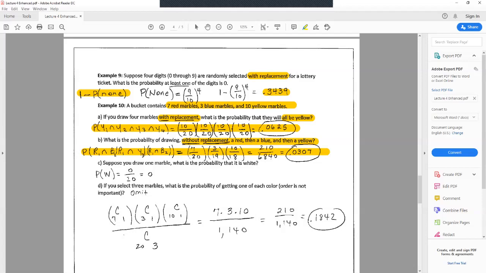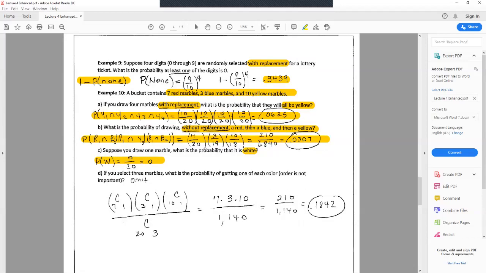Part C, suppose you draw 1 marble. What is the probability that it is white? Well, we don't have any white marbles. There are 0 white marbles, so the probability would be 0 out of 20, or 0.